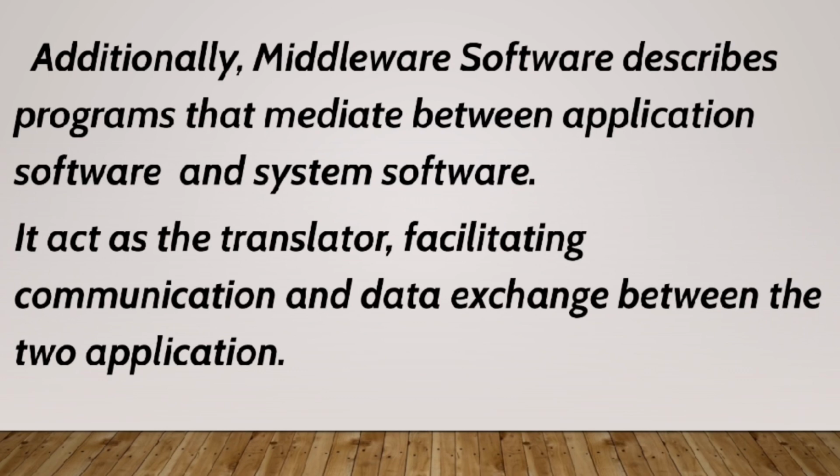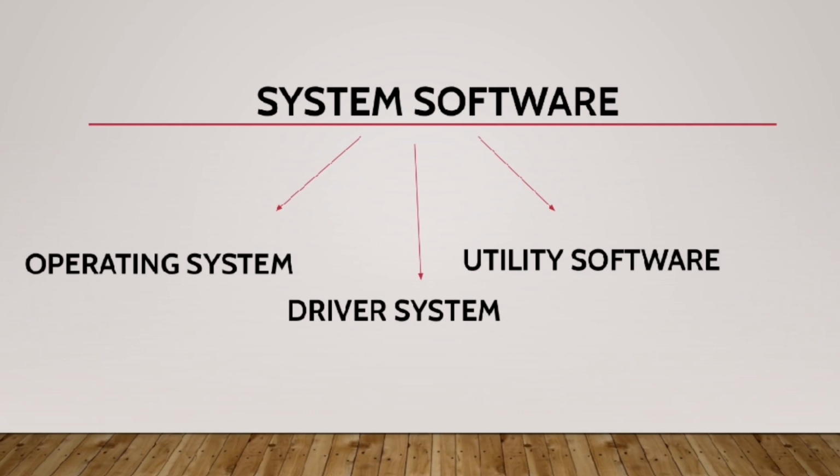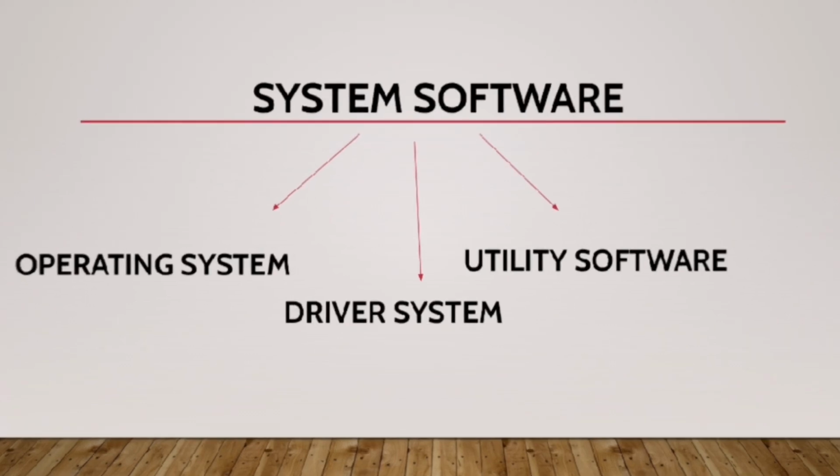Additionally, middleware software describes programs that mediate between the application software and the system software. It acts as the translator, facilitating communication and data exchange between the two applications. System software is divided into three parts: the operating system, driver system, and the utility software.